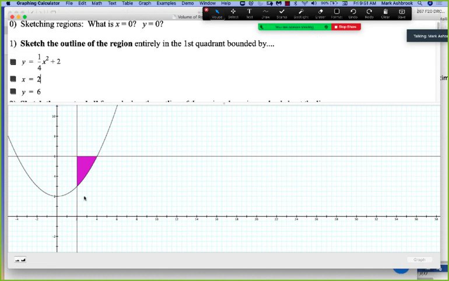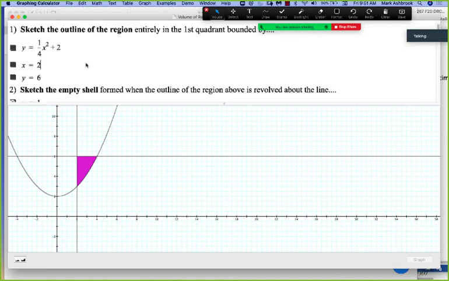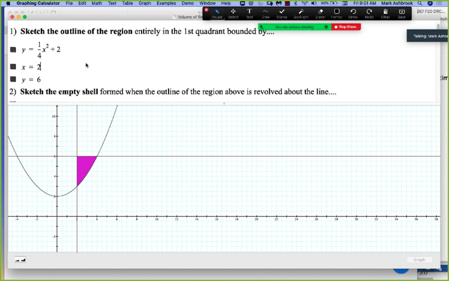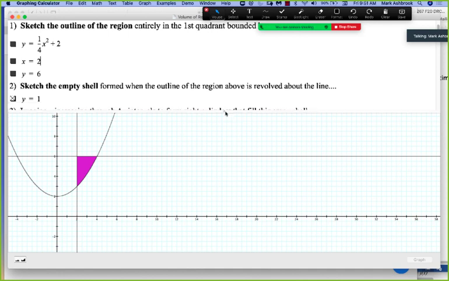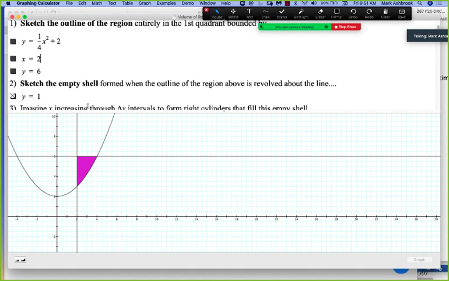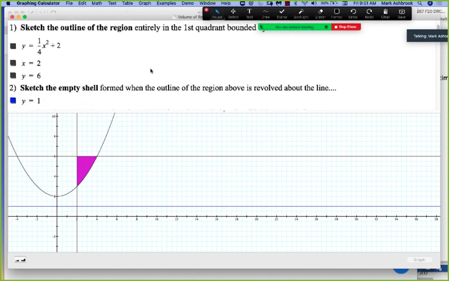And so we're going to imagine now, we're going to sketch the empty shell formed when the outline of this region is revolved about the line y equals 1. So lots of times, most of the time, we've been revolving around an axis. And that makes things simpler when we get to the rate function. So we're going to take it up a level here and revolve about y equals 1. Y equals 1 is that blue horizontal line, y equals 1. And so let's get a sketch of this.